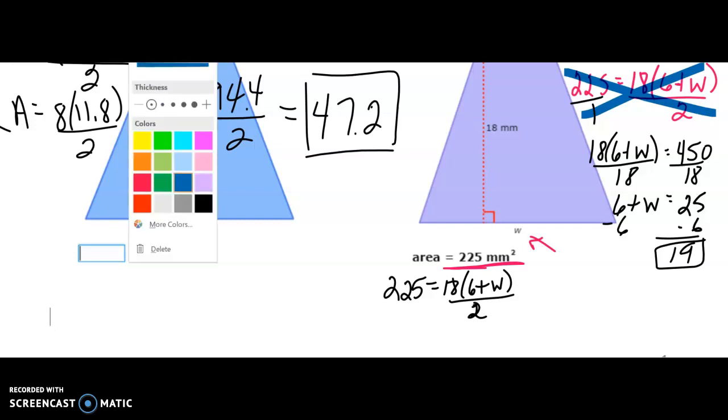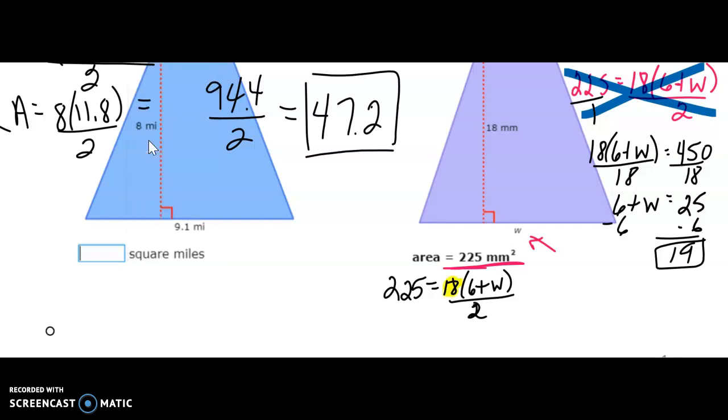Now, see this 18 and the 2? Because they're both on the outside, we can't talk about the 6 because it's on the inside with the W, but because the 18 and the 2 are on top of each other, I could reduce those right now. And 18 over 2 is 9. And I would bring down the 6 plus W. Then I could either divide by the 9 here, or I could distribute the 9.